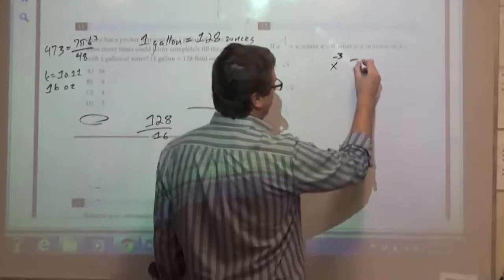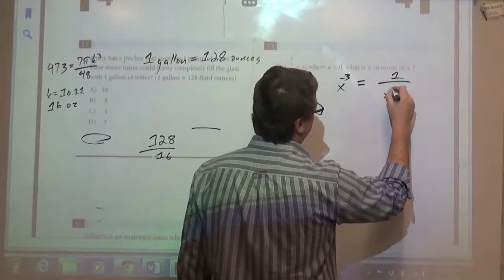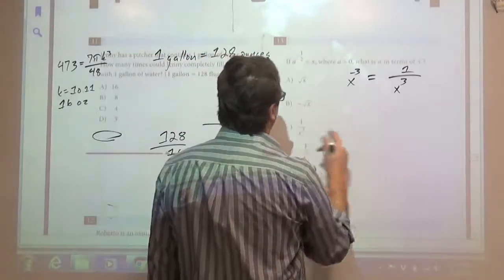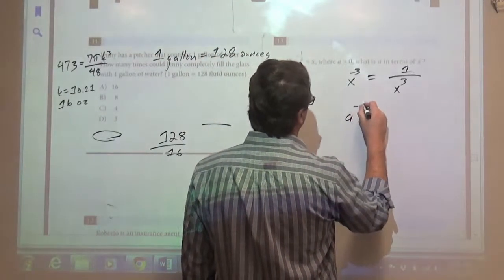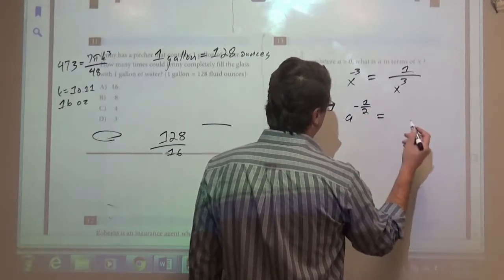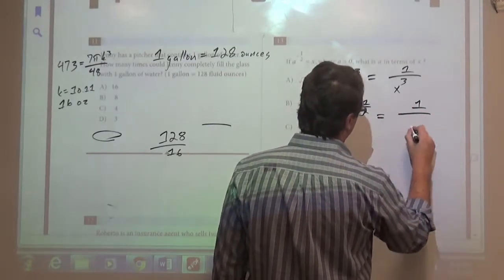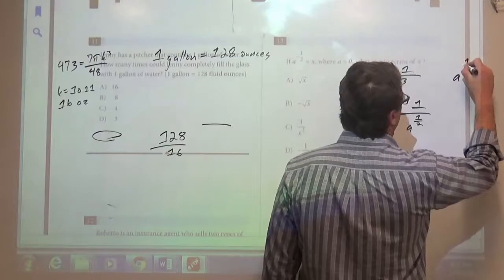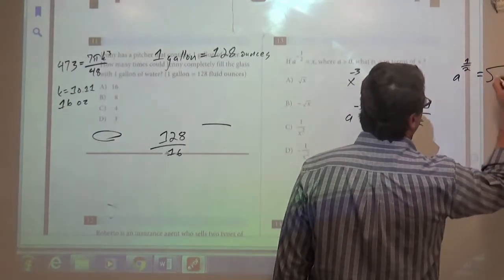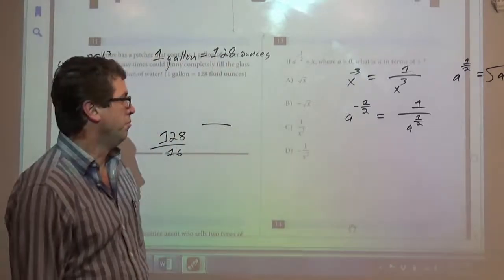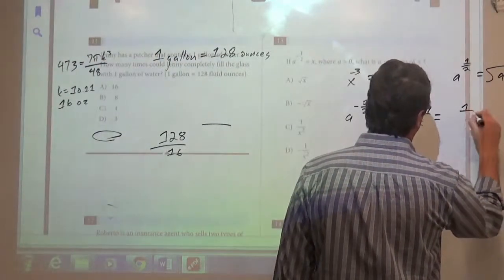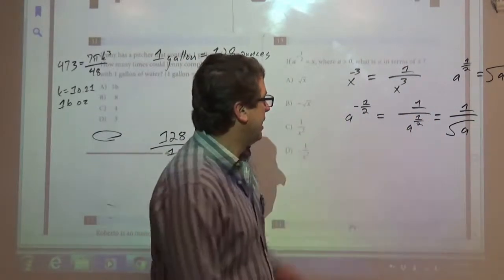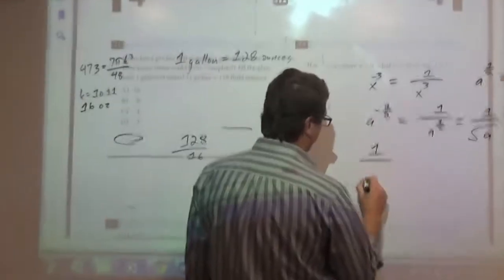X to the -3 is the same thing as just sticking it on the bottom, and that makes the exponent positive. So this is really the same thing. A to the -1/2 is the same thing as 1 divided by A to the 1/2. A to the 1/2 is also the same thing as the square root of A. They're both the same. So this is also the same as 1 over the square root of A. So if I do it like that, it's still kind of ugly, but at least it makes more sense.